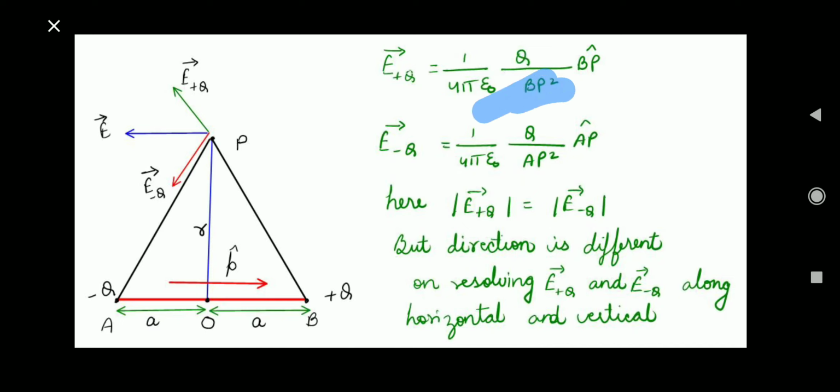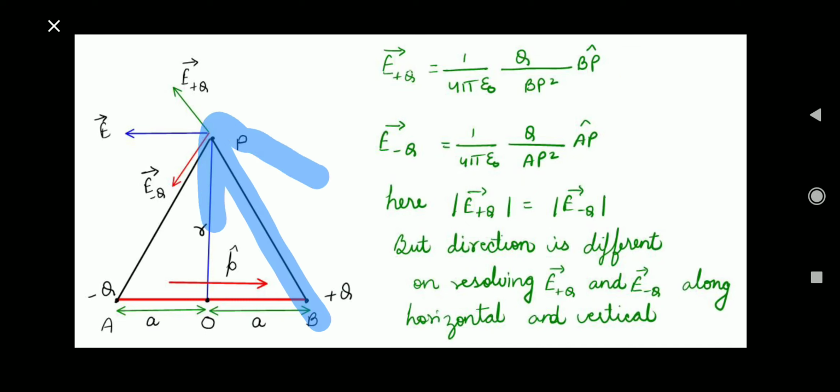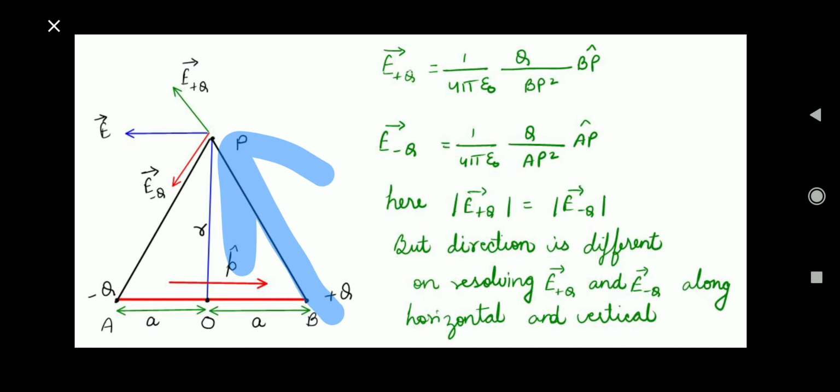The expression for E plus q will be equal to 1 upon 4 pi epsilon naught, q upon BP square. Now what is BP square? BP square is the square of the distance between the point and the charge. After this we write BP cap. Now what is BP cap? BP cap is the same direction along which E plus q lies. So this direction is represented here with the help of this cap unit vector.